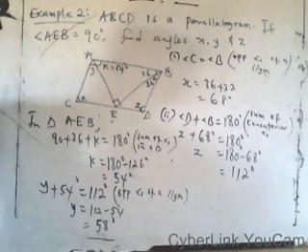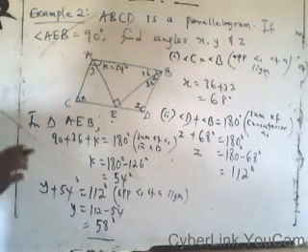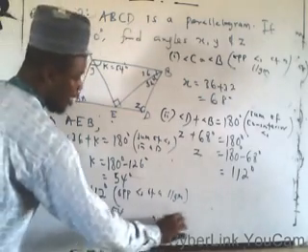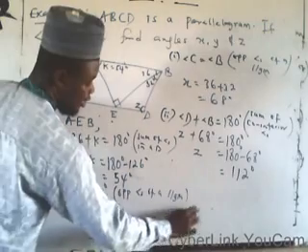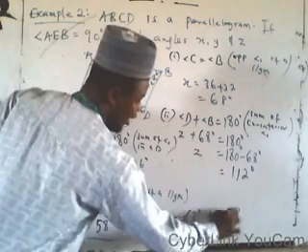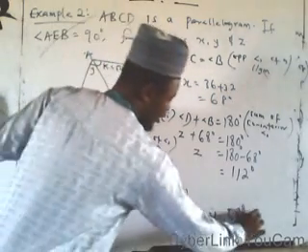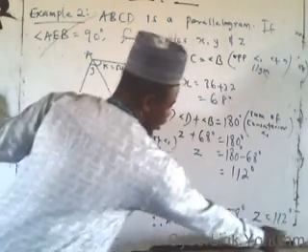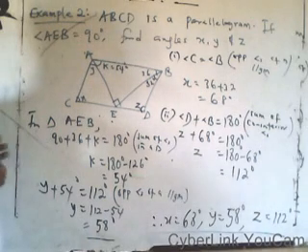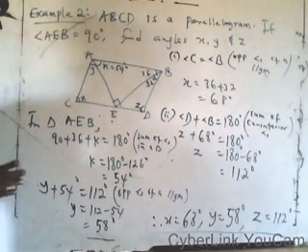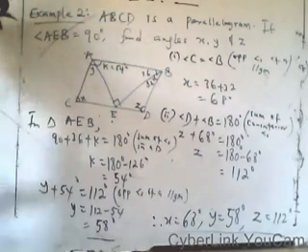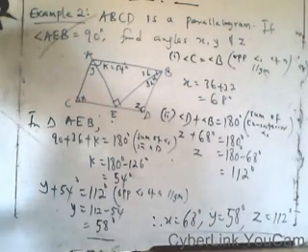So from here, we have been able to determine the values of x, y, and z. Therefore, in general, X is 68 degrees, Y is 58 degrees, and Z is 112 degrees. So that is the answer: X is 68, Y is 58 degrees, and Z is 112 degrees. That is what we get from that.